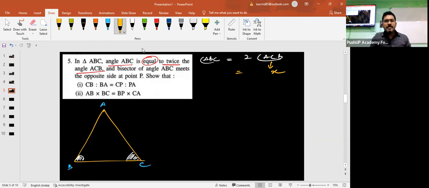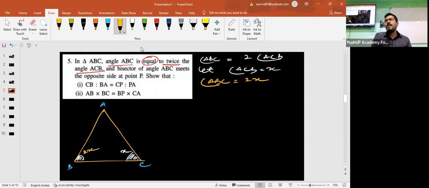So angle ABC will be what? Angle ABC will be what? 2 times x degree, isn't it? I'm just naming. If you want, I can write and show it to you. I am just assuming angle ACB is equal to x. This portion, children, angle ACB is equal to x. In that case, can't I say angle ABC will be equal to 2 times x? Yes, and I will label it over here also, 2 times x.